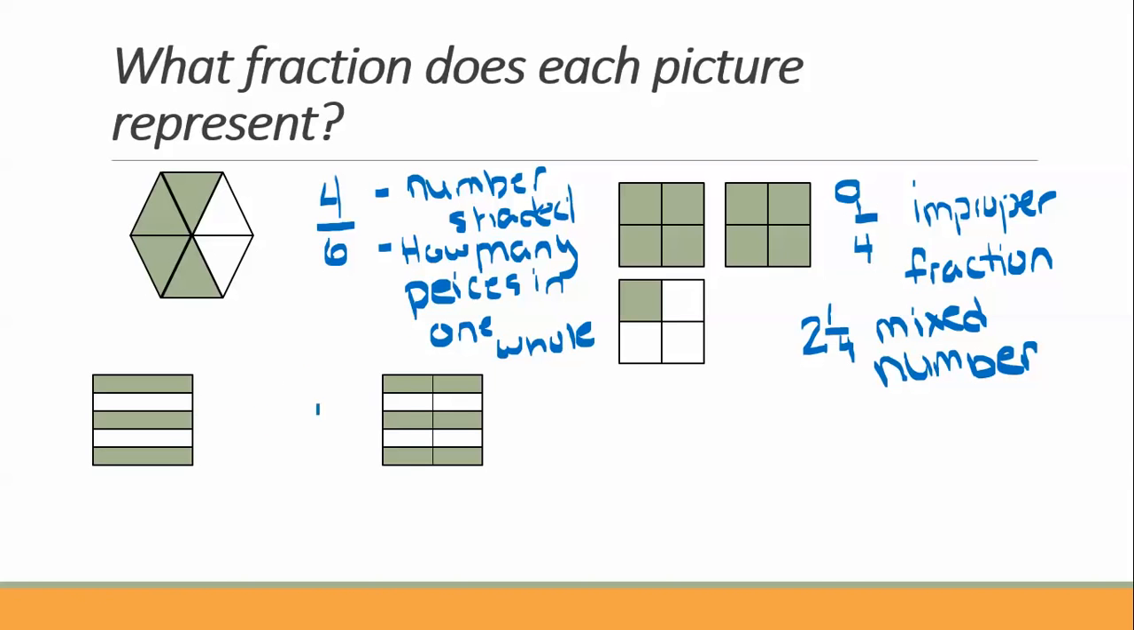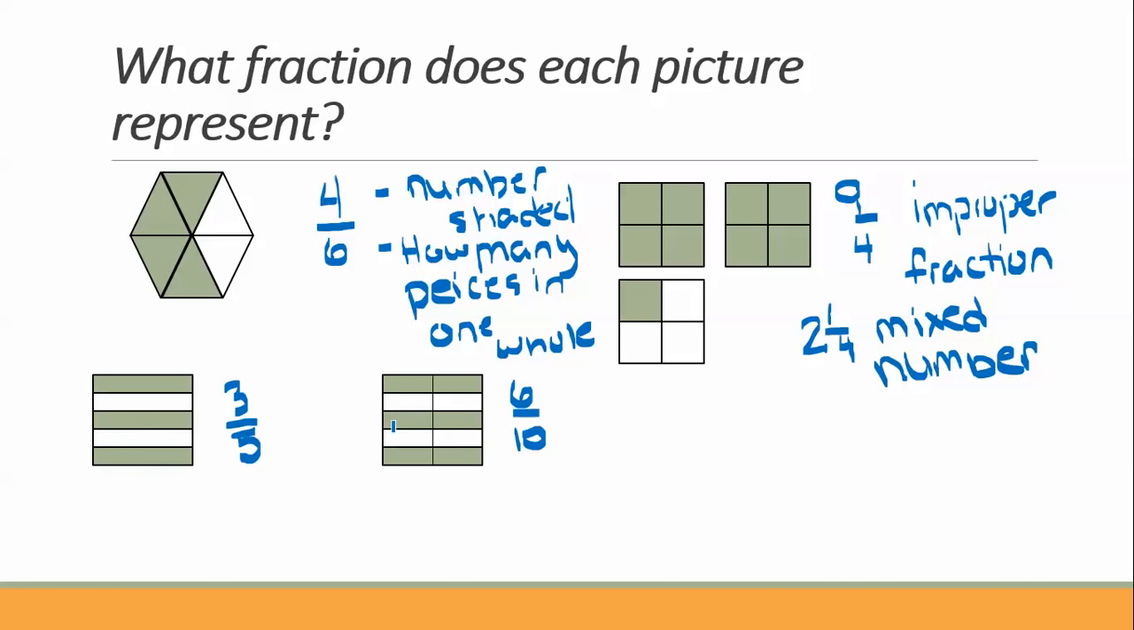These last two, the pictures look very similar, only this one has a bar in it. So first of all, let's count. We have 1, 2, 3, 4, 5, and we have 1, 2, 3 shaded. So this one is 3/5. This one, there's 1, 2, 3, 4, 5, 6, 7, 8, 9, 10 pieces. And there's 1, 2, 3, 4, 5, 6 shaded.